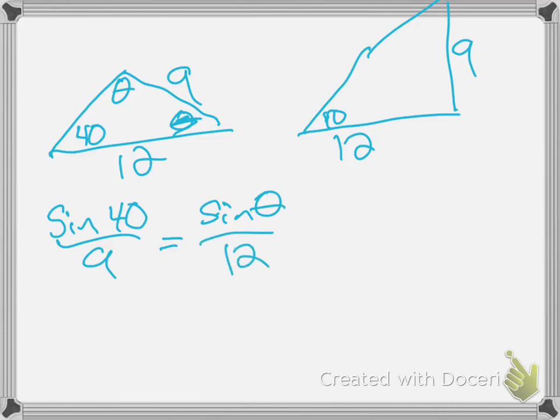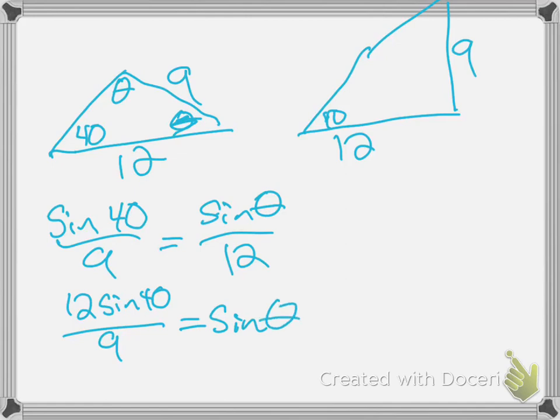Okay, go through, solve that. I get 12 sine of 40 over 9 equals sine of theta. Do the arc sine of both sides, I get theta equals the arc sine of 12 sine of 40 over 9.